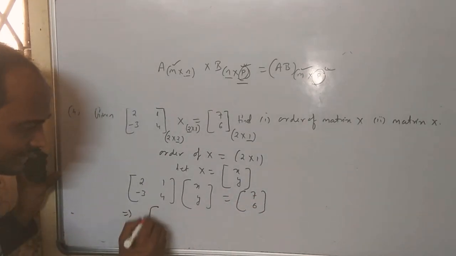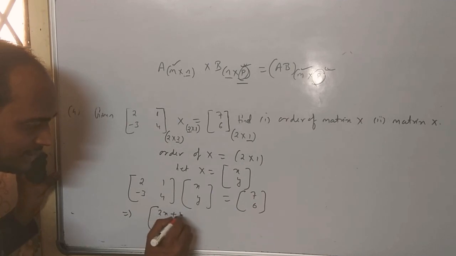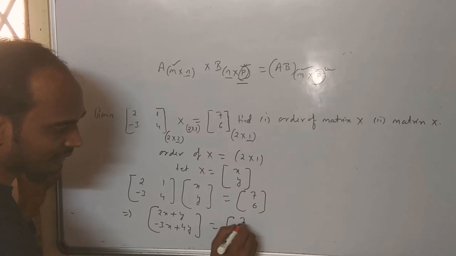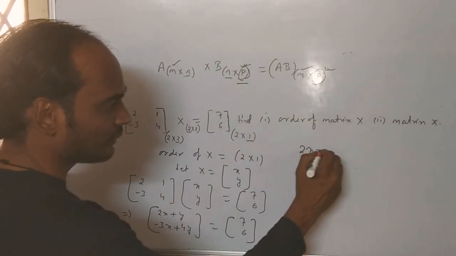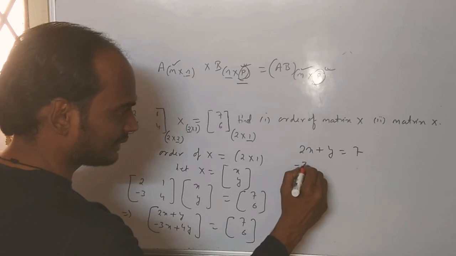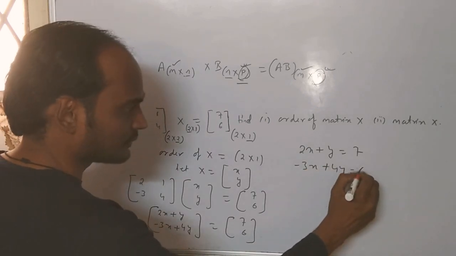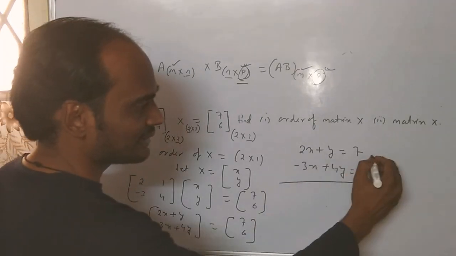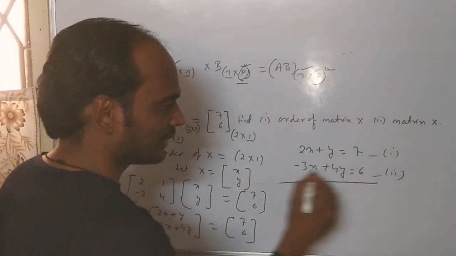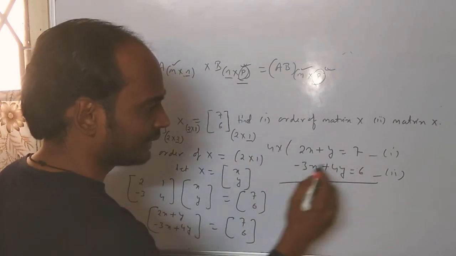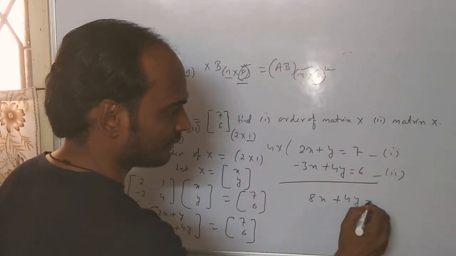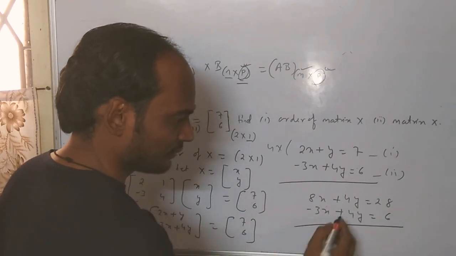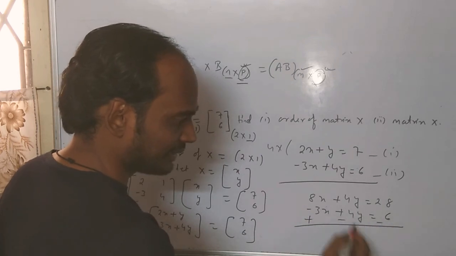Then we have to multiply this. Rows are multiplied with column: 2x plus y, and these rows are multiplied, -3x plus 4y, equals 7 and 6. So we get two equations: 2x plus y equals 7, and the second one is -3x plus 4y equals 6. When you solve these two equations simultaneously, you will get the values of x and y. This is the first equation, this is the second equation. In the first equation we will multiply by 4. Then we get 8x plus 4y equals 28. Here -3x plus 4y equals 6. So we will subtract. This is plus minus minus, these two cancel.